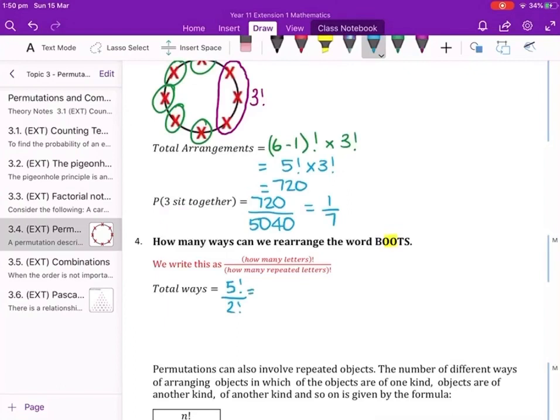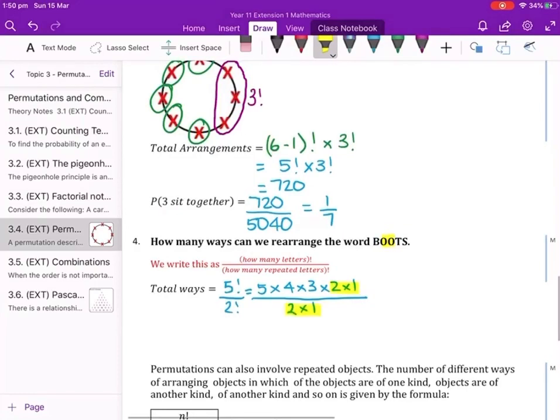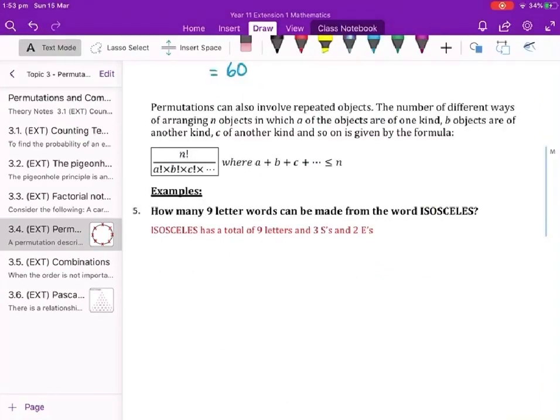So this is the same as writing 5 times 4 times 3 times 2 times 1 divided by 2 times 1, where our 2 times 1 and our 2 times 1 cancel out, leaving us with 5 times 4 times 3. So 5 factorial divided by 2 factorial equals 60. So the number of ways we can rearrange the word boots is 60 total ways.